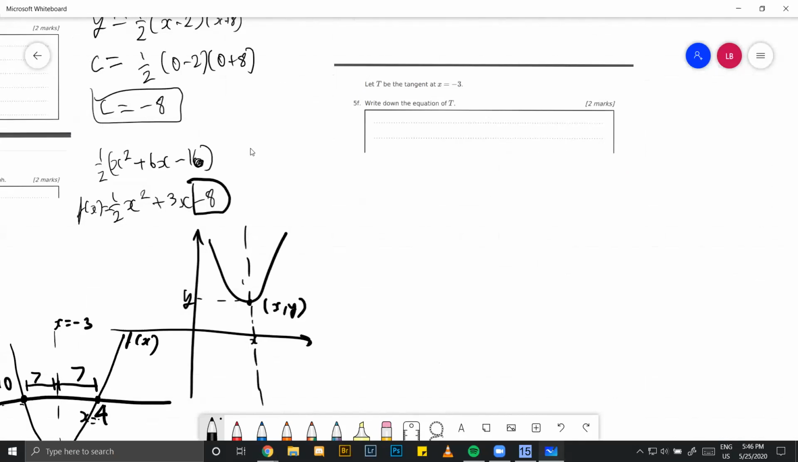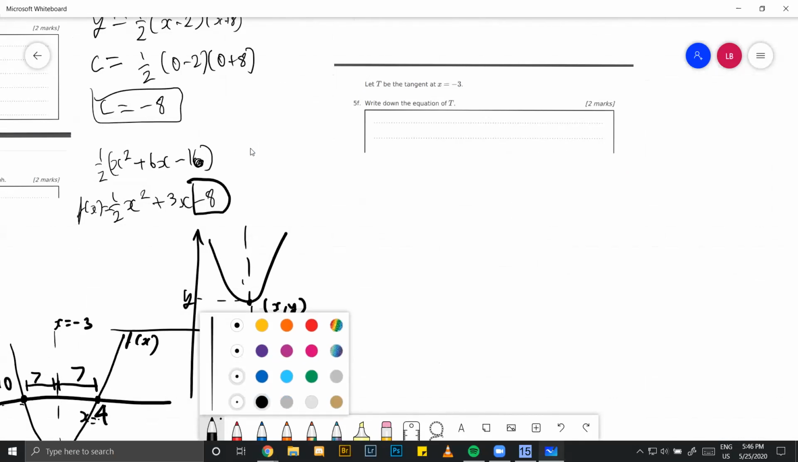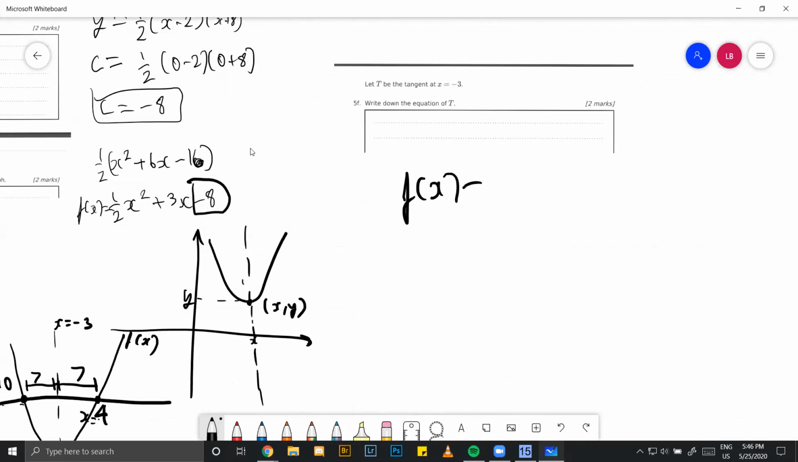So again, let me write down f of x one more time. Oh, I don't like the skinny version. I only like that for graphs. Skinny equals bad. f of x is equal to half x squared plus 3x minus 8, which I solved over here earlier.